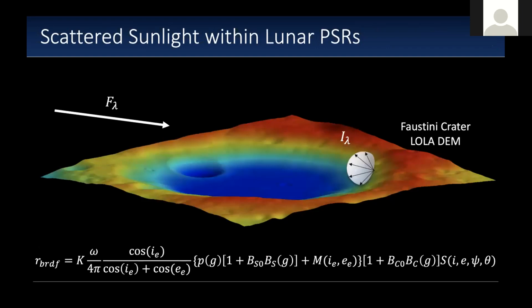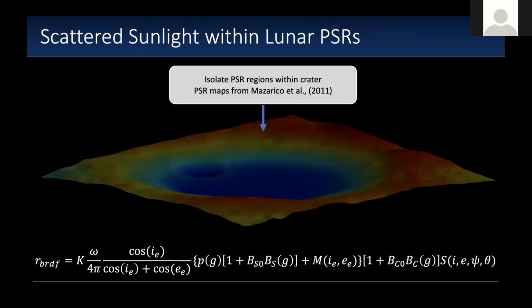So I want to start by talking about scattered sunlight, because this is one of the most important sources of illumination to the PSRs. And the way that you can model the scattered sunlight that reaches the PSRs is to use topographic data from the LOLA instrument on the Lunar Reconnaissance Orbiter. The topography data that we use is about 240 meters per pixel resolution. And we combine that topographic data with an illumination model, which has been developed by Bruce Hapke and others over many decades. And we follow this procedure for different permanently shadowed regions of the moon.